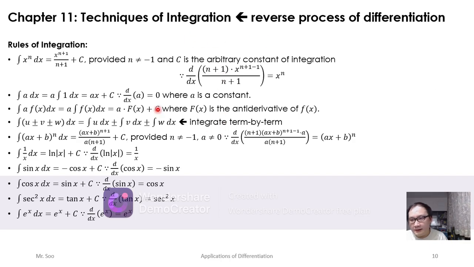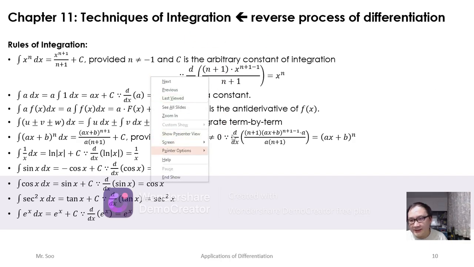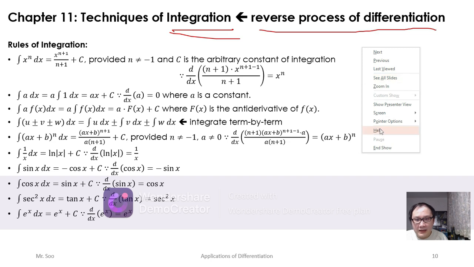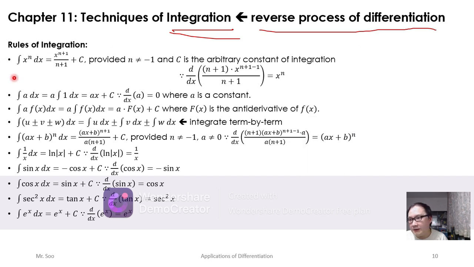So for our techniques of integration, integration in short is actually the reverse process of differentiation. So what I mean is, notice when you differentiate x to the n, what do you do? You bring down the power n and times x to the power of n minus 1, correct?